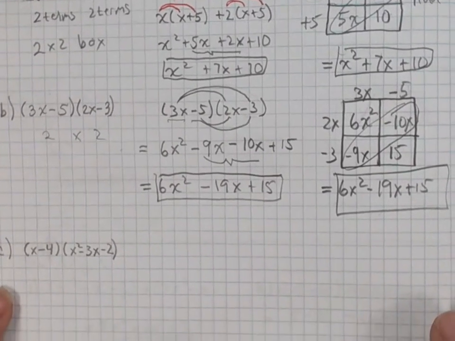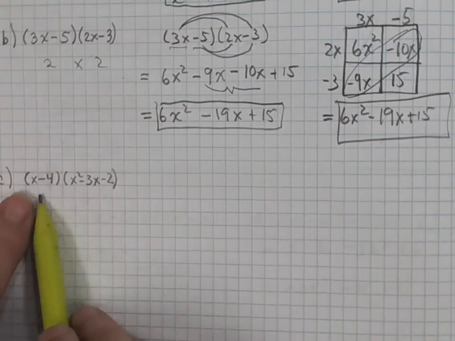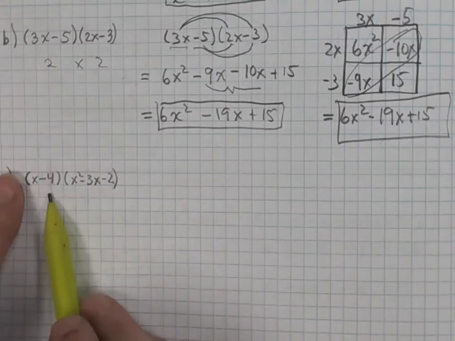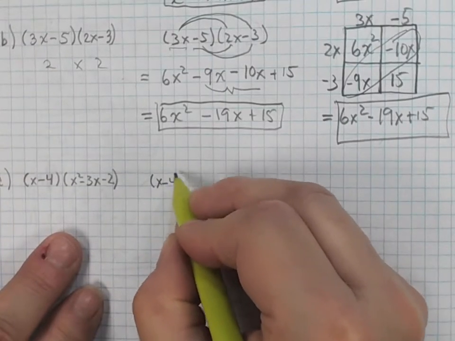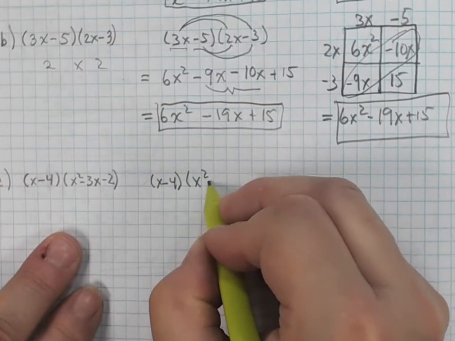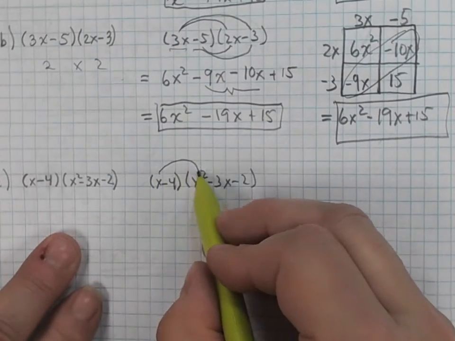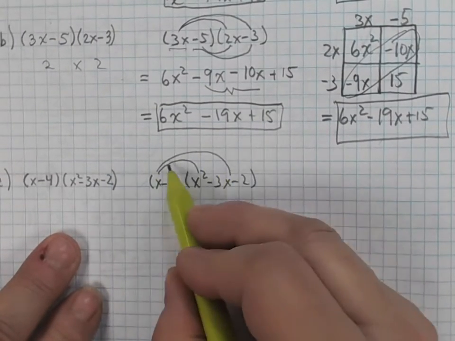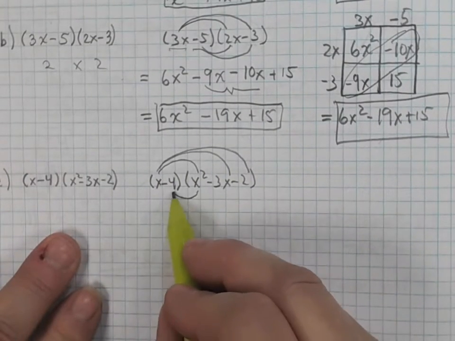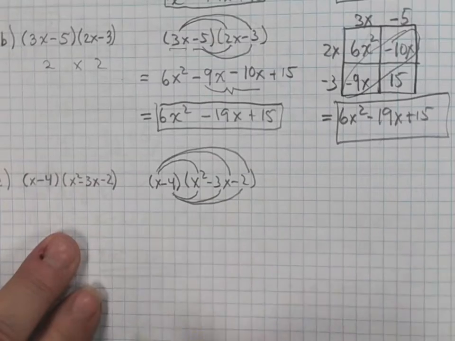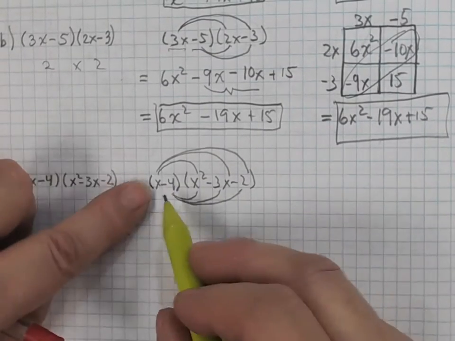I'm going to show you with a little bit larger degree system, or has more terms, so it's a trinomial and a binomial, but horizontally first, so x minus 4 times x squared minus 3x minus 2. All right, so distribute first. The x this time is going to need to multiply 3 terms, and then we'll do the same thing with the 4. It will need to multiply 3 terms. So you can see there's a total of 6 multiplications.